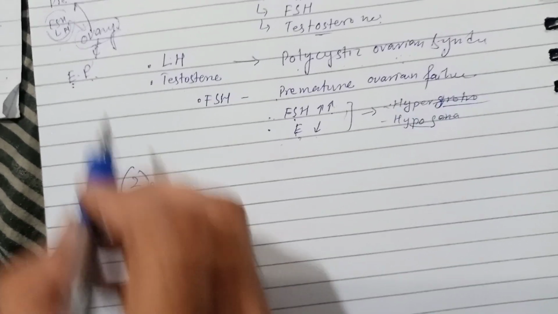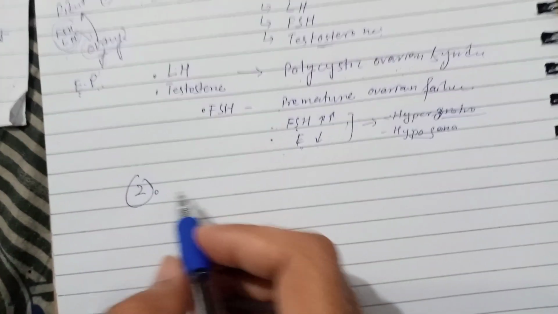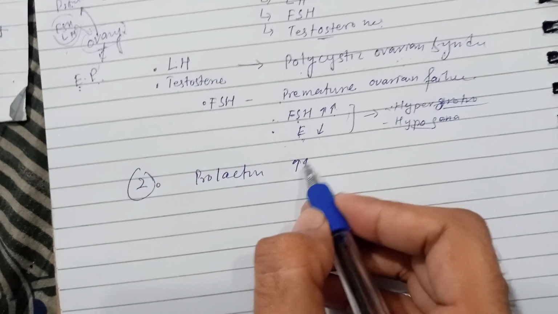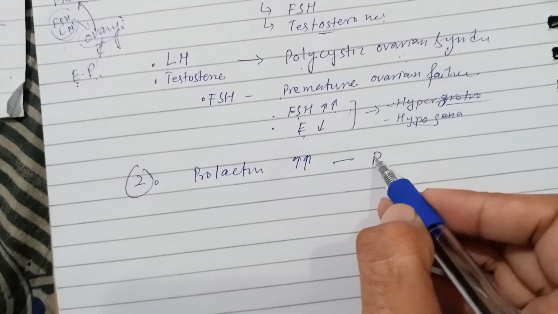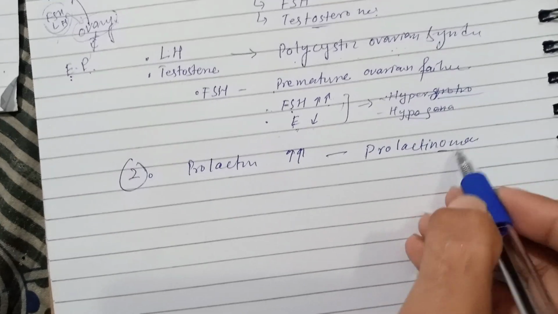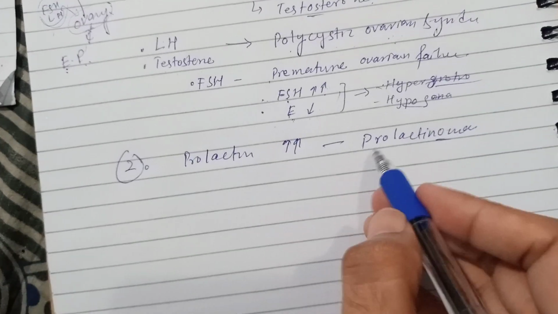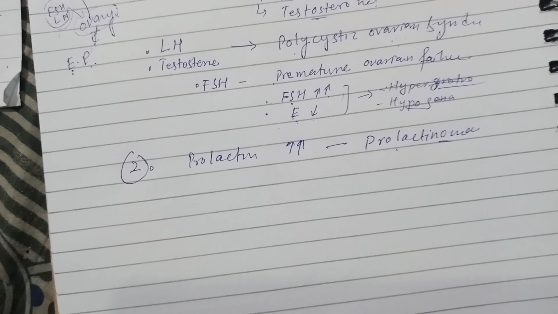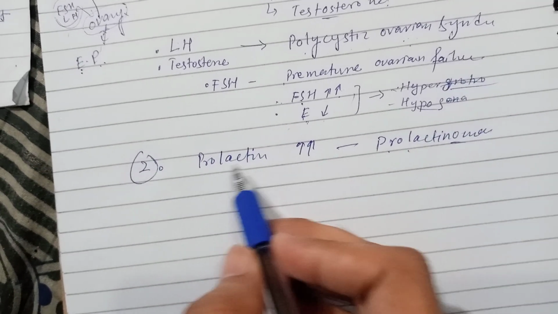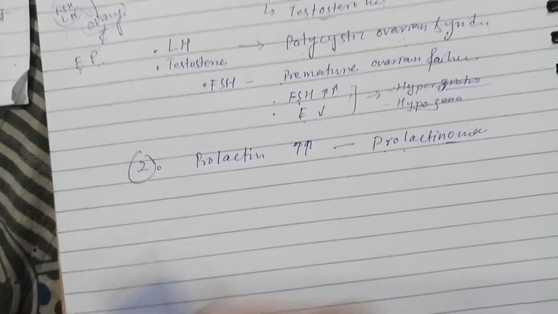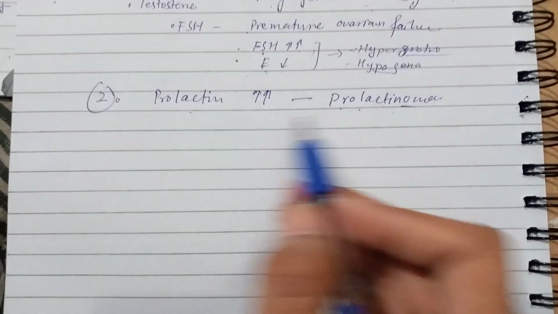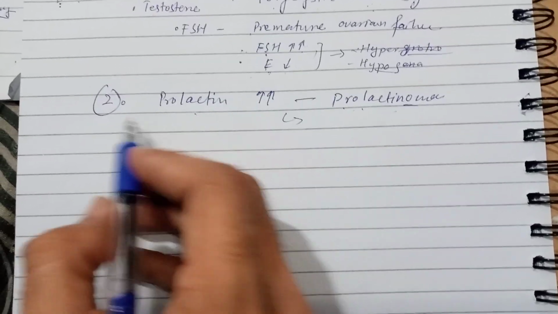Number two main test is prolactin. If there is an increase in prolactin, there may be the cause of prolactinoma, a tumor of the pituitary gland. So in case of a tumor of the pituitary gland, there is increased stimulation of the prolactin, and this ultimately causes prolactinoma, a cause of amenorrhea.